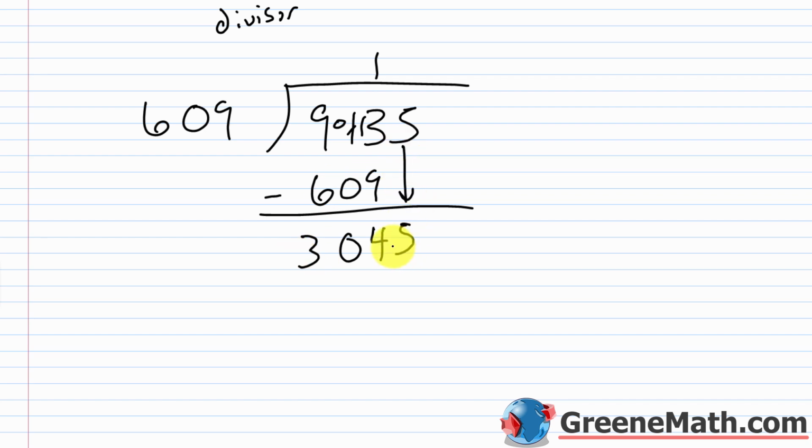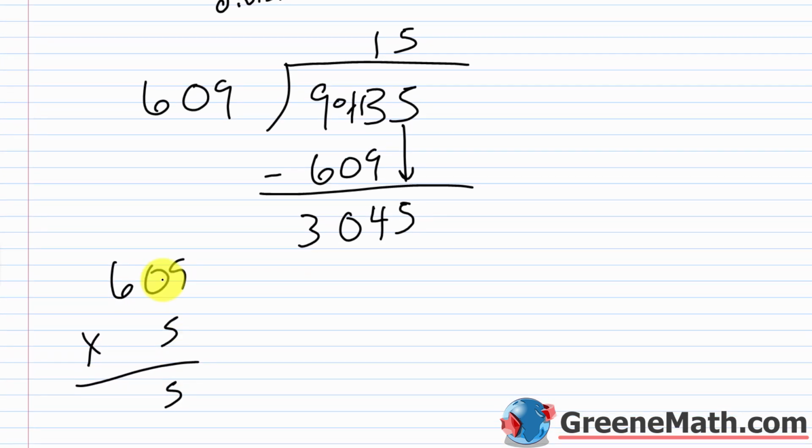So we have 609. How many times is that going to go into 3,045? Well, you can eyeball this and see that it's going to work out perfectly, right? Think about 609 as 600 plus 9. If I multiply 600 times 5, I get 3,000. If I multiply 9 times 5, I get 45. So that tells me that what I'm looking for here is a 5. All right, 5 times 609 is going to give me 3,045.